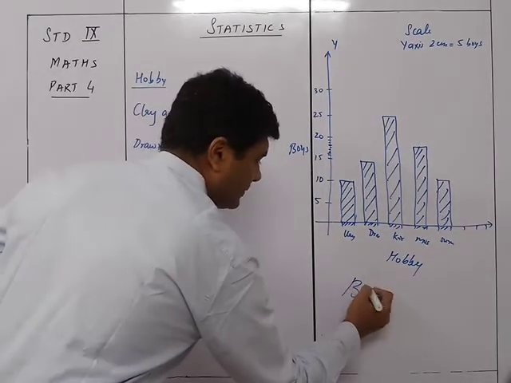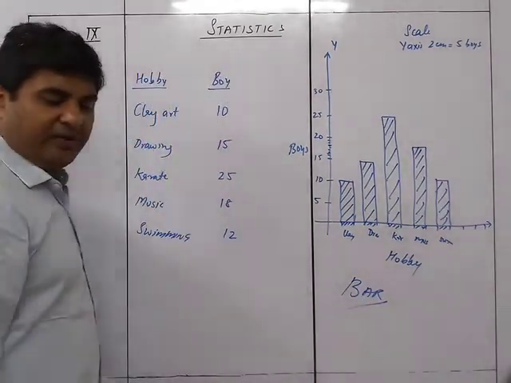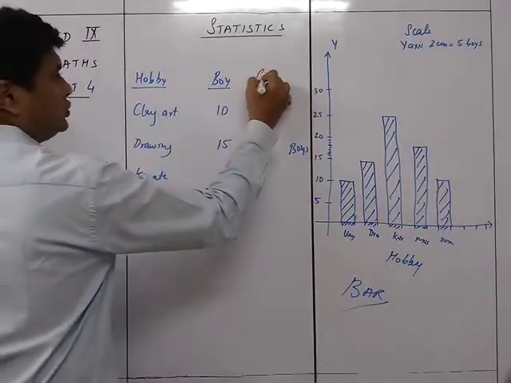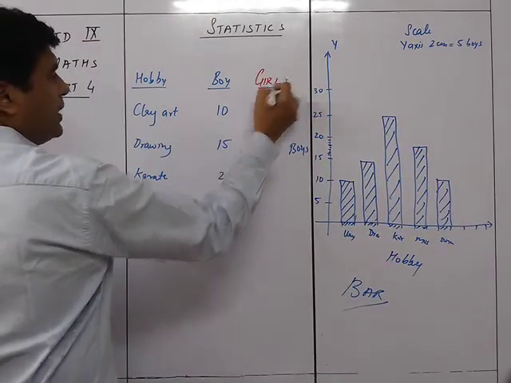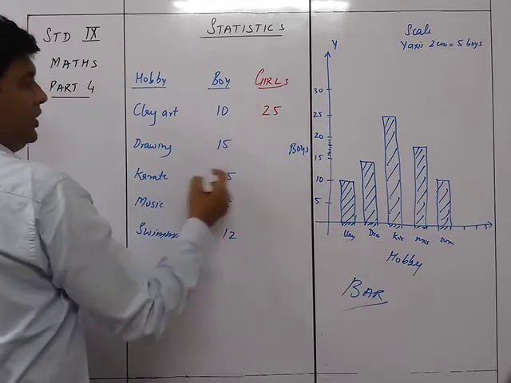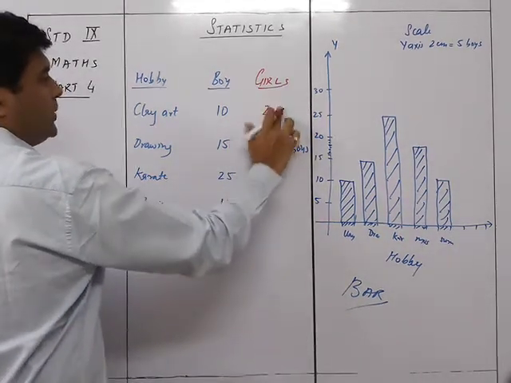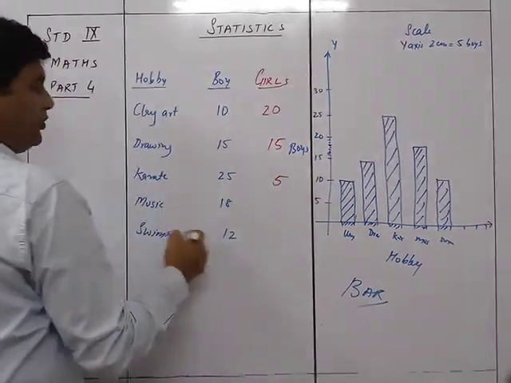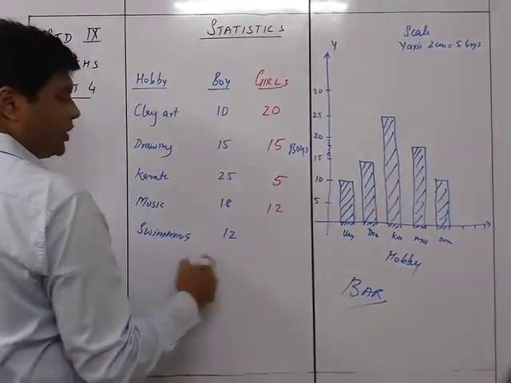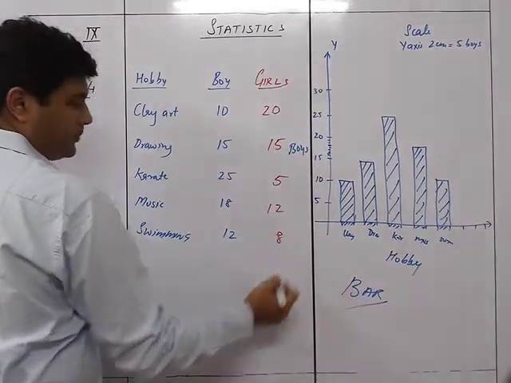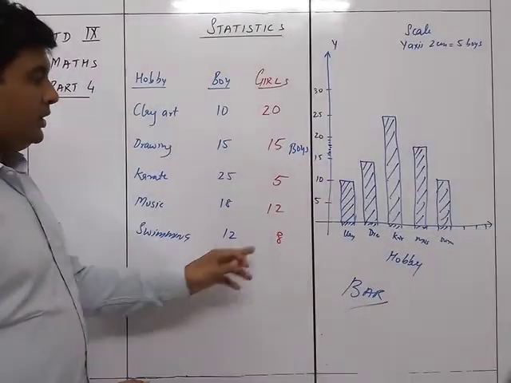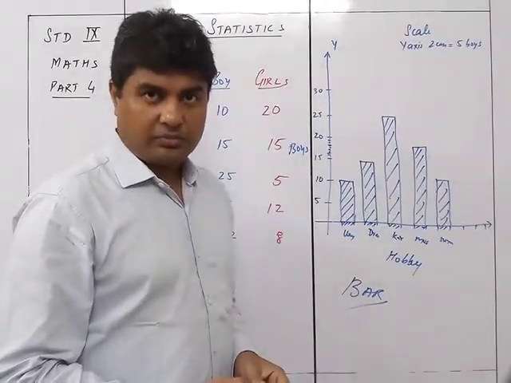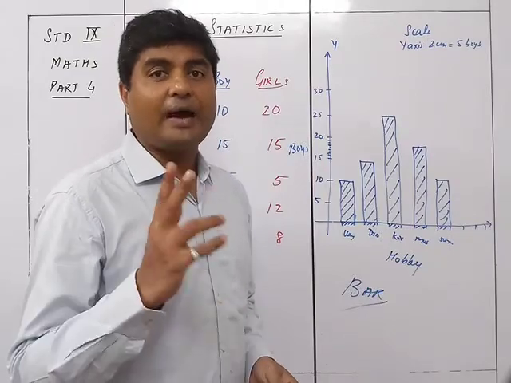Now in the same graph, if I give you the data that apart from this, some girls are also joining. So girls who joined over here, there were 25 in one, or we'll take it as 20 over here, 15 over here. Karate was only 5. Music was 12. And swimming was, let's say, 8. So now I can plot the same thing in the same graph. If I do that, I am making a double bar graph.